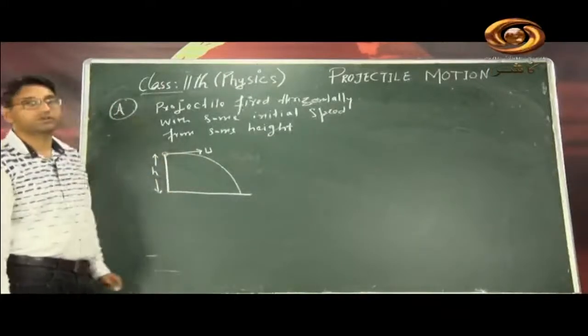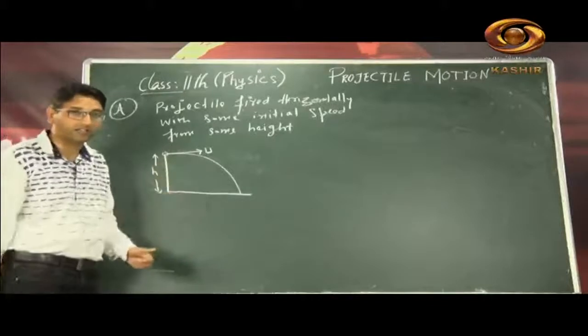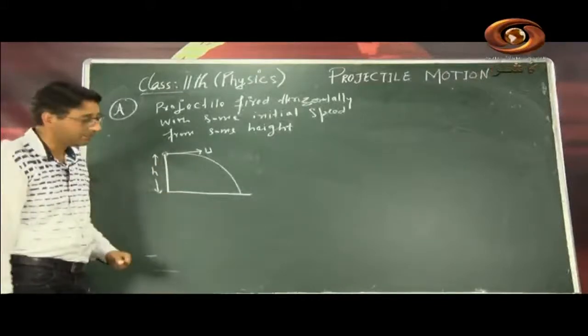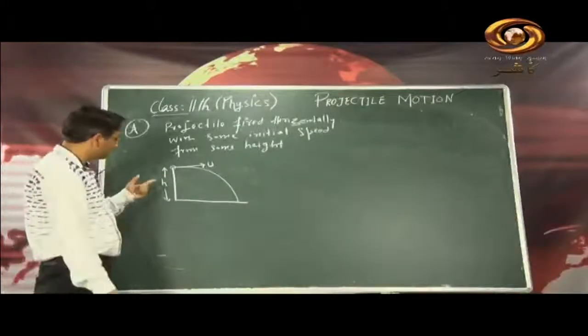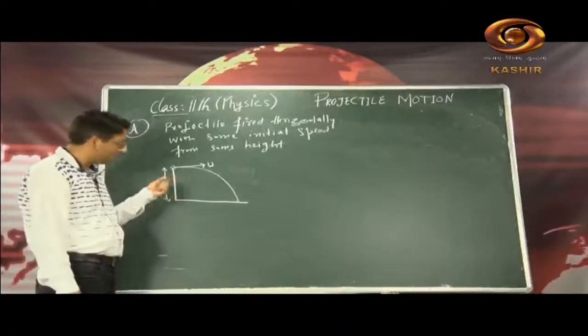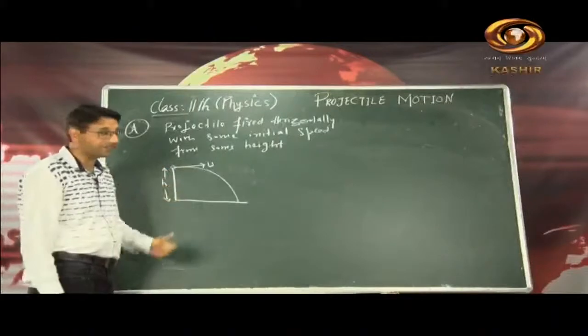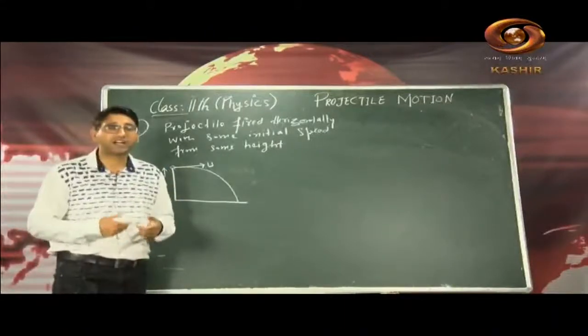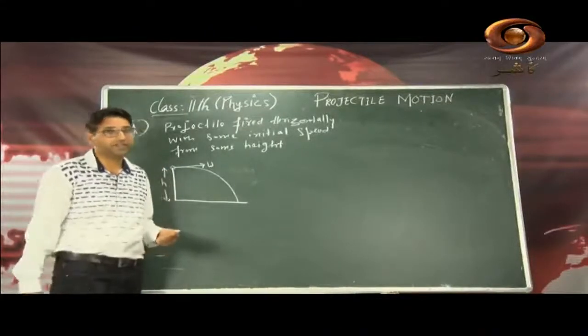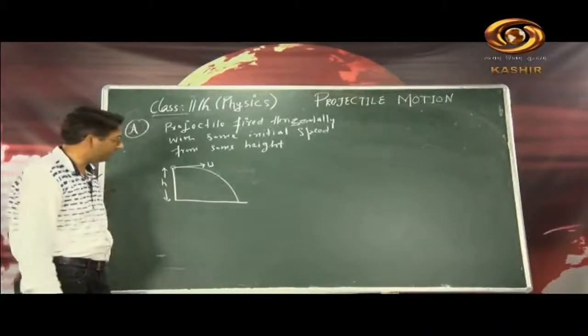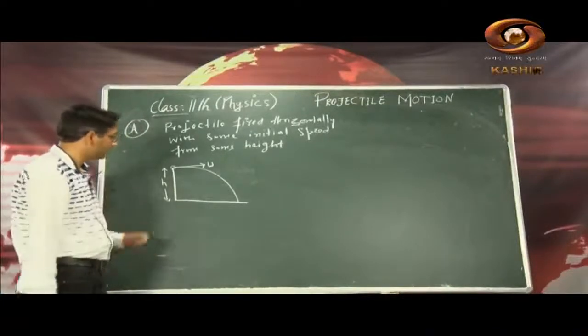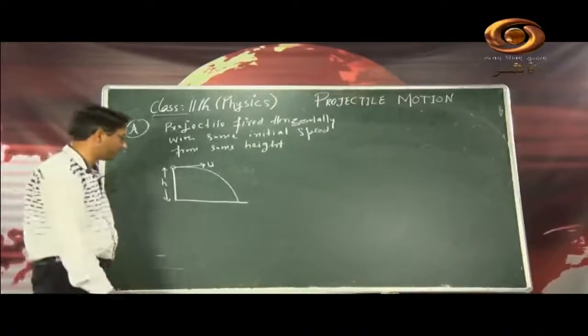So our topic has now been justified with this figure. Okay, students, please take care and be attentive in this class. This is the projectile which has been fired horizontally with some initial speed and from some height. Now let us try to derive many equations which will be very helpful in solving numericals. So let us go for that and derive those equations now.